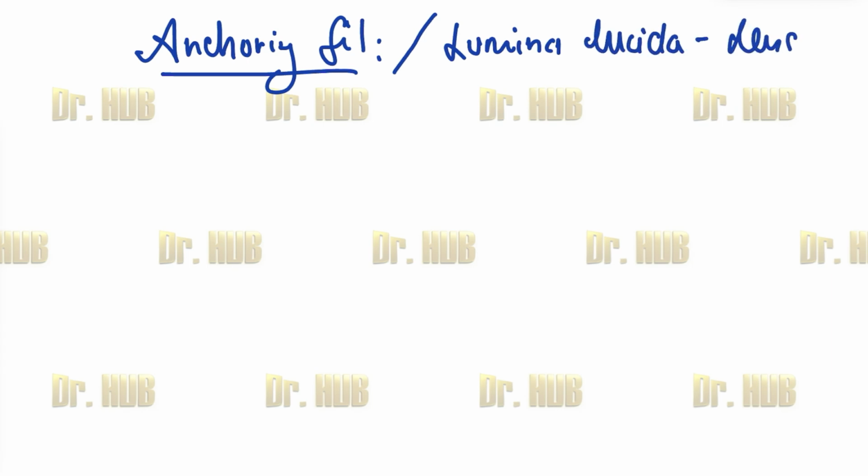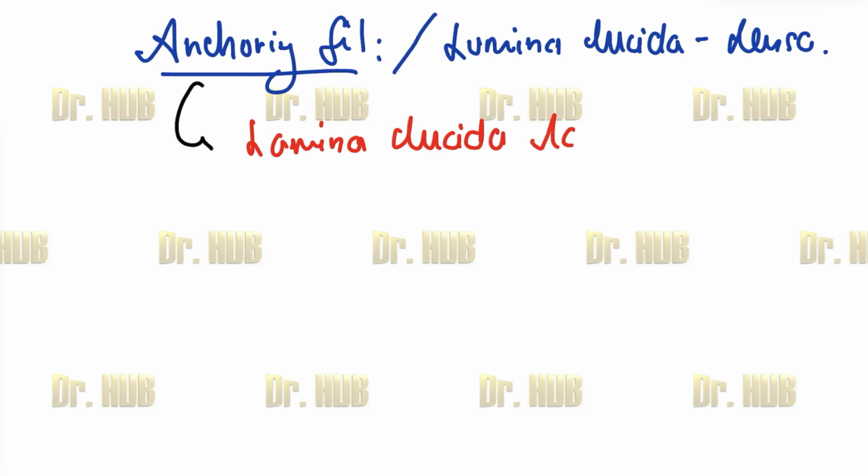Next we move on to the anchoring filaments. The anchoring filaments form the lamina lucida layer, and they contain laminin 5, also known as laminin 332 protein.